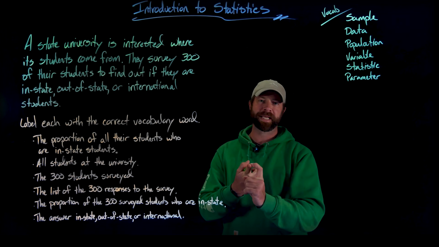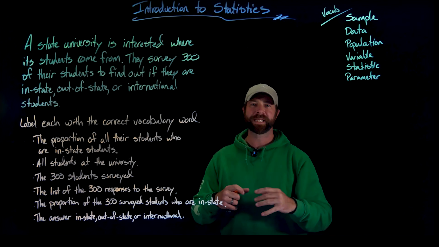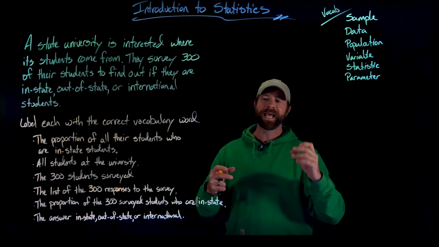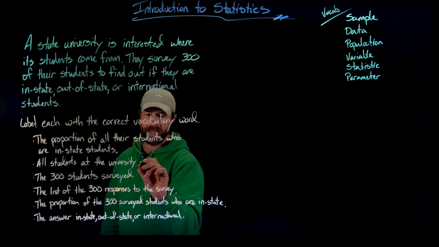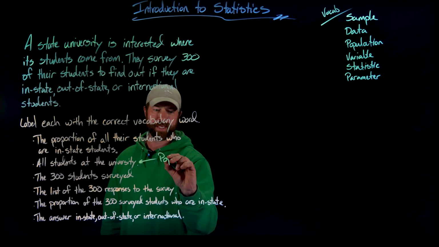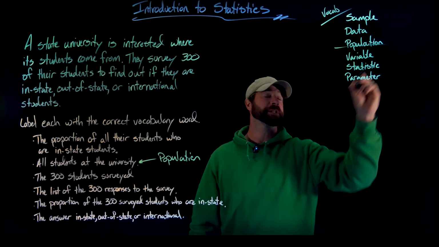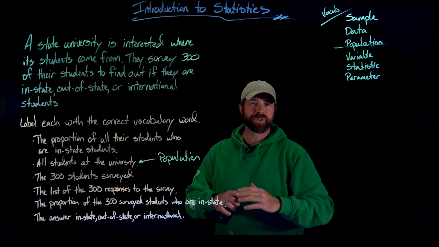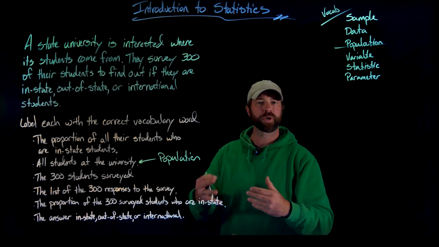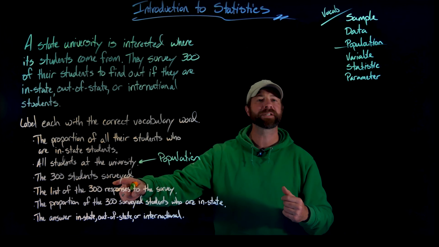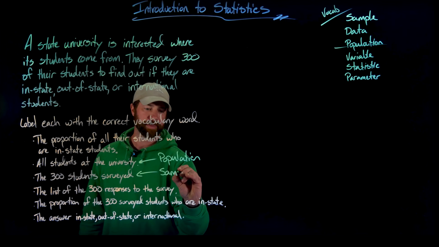For me, the population and the sample are the easiest to identify. Remember, the population is this group being studied, and in this case, that would be all the students at the university. So I get that right off the bat here. So this is the population being studied, so we can take that off the list. And remember, what we won't do is survey the entire population. What we do is take a sample of that population in order to survey or to study, and that is these 300 students right here. This, in this situation, will be our sample.